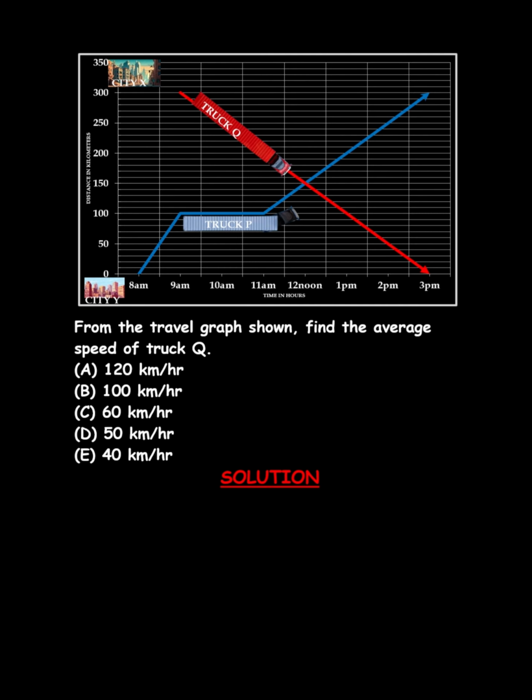Solution. The travel graph shows that from city X, truck Q took off at exactly 9 a.m. and arrived at its destination at exactly 3 p.m., which means truck Q traveled for 6 hours and covered a distance of 300 kilometers.